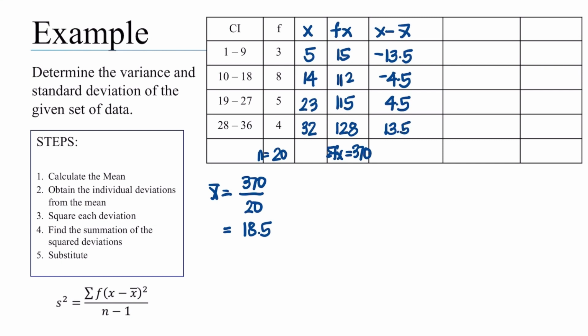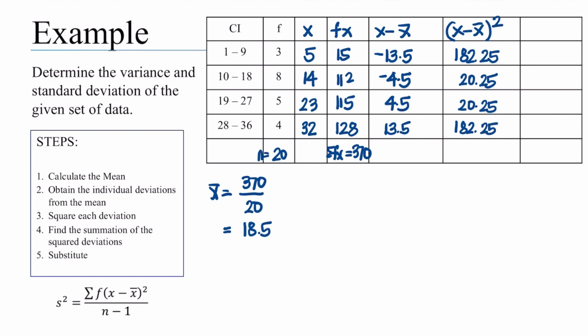Next, we will get the square of it. x minus mean squared. Take note, we will get the square of each value. In that case, negative 13.5 squared is 182.25. Negative 4.5 squared is 20.25. So 4.5 squared is still 20.25. While 13.5 squared is 182.25.